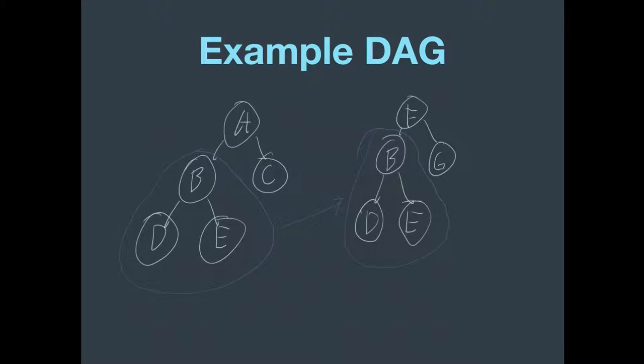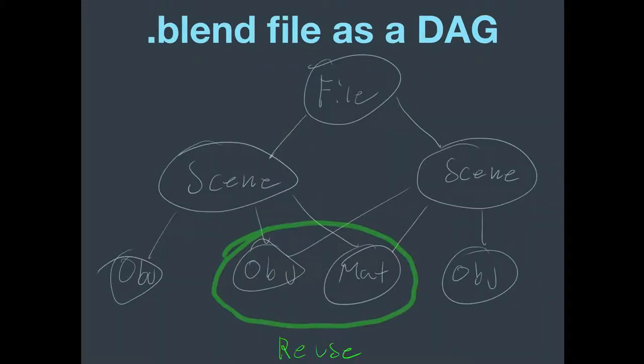So if you are sending a file to a render farm and then you just make one small addition and you send the file again, the render farm is just going to pull down the entire file again, even though everything is the same except some parameter or just one new object or one material. The render farm is still going to pull down the entire thing. So this would be an example of how you can structure a blend file as a DAG.